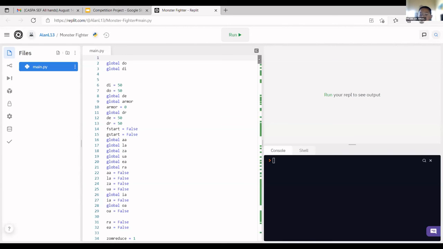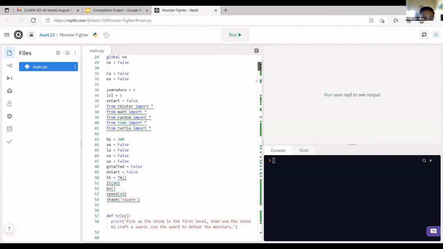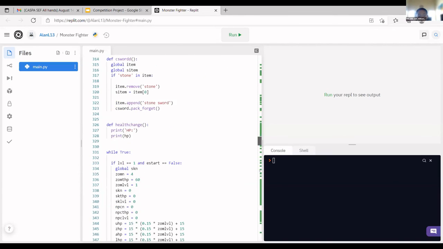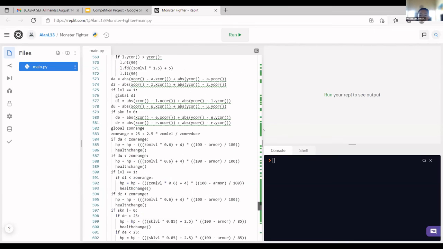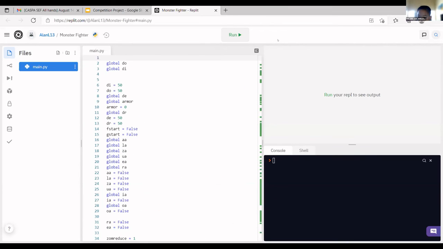So as you can see, this is our code. It's actually pretty long for just text and shapes. Every level, there's a level item. For the first level, it's stone. For the second level, it's bread. What you do with stone is you can make a stone sword, then fight off the monsters. And what you do with bread is you eat it and gain your HP back, or health points, or your health in the game.